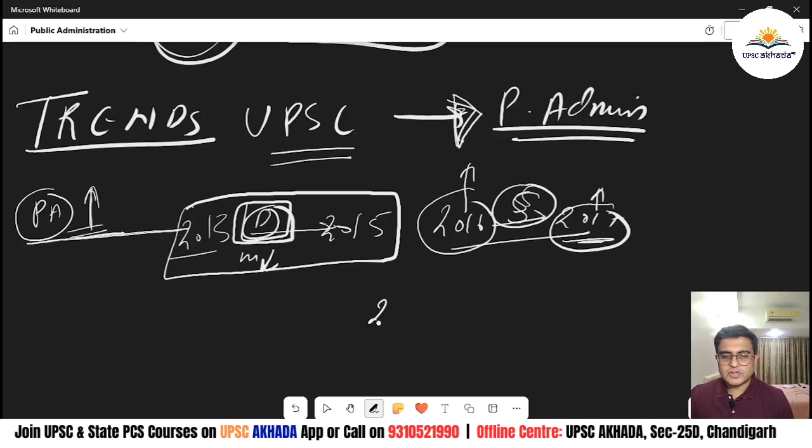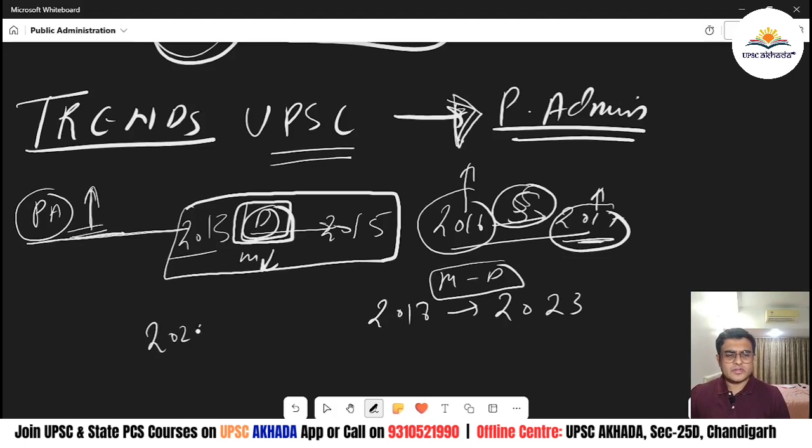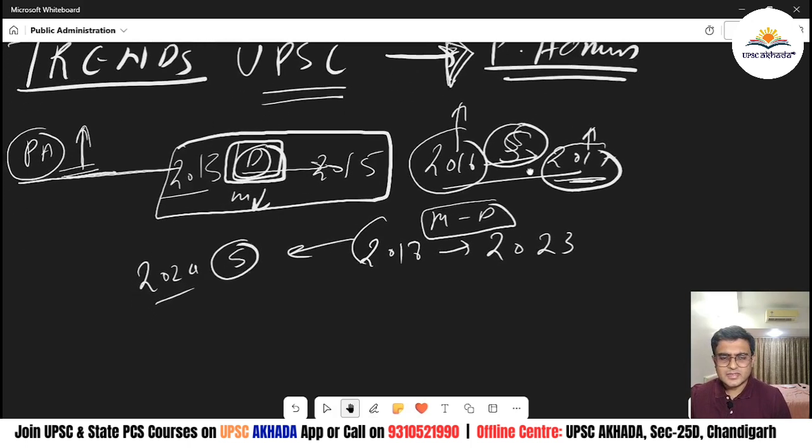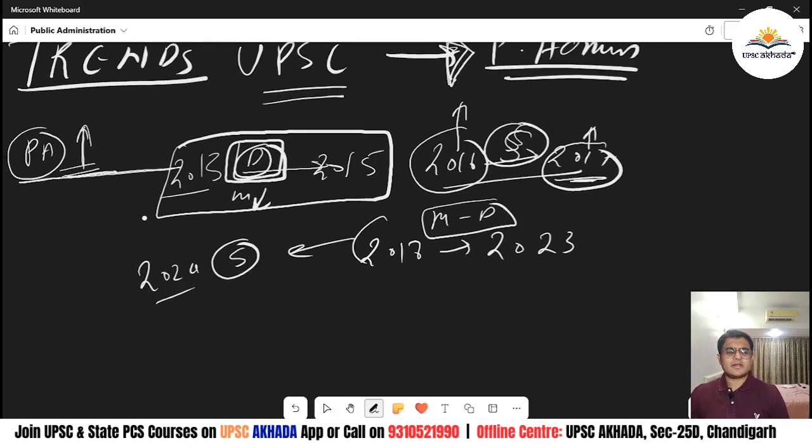Now 2018 to 2023, this was a moderate to difficult trend. The paper was moderate to difficult, and then came the Mains of 2024. The paper was simple compared to this. Also, this is basically the macro trend, not a micro analysis; we'll do that some other day.